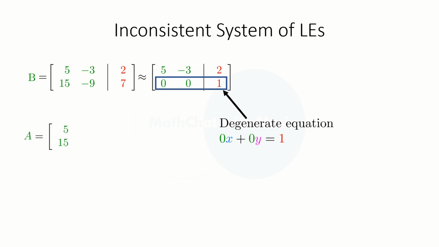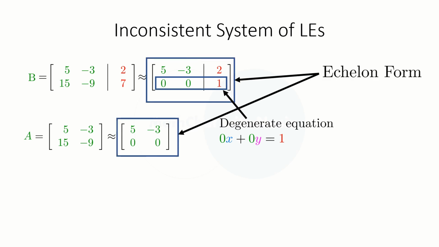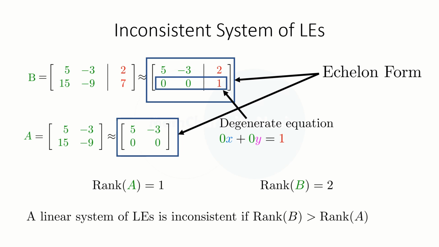A is the coefficient matrix of the same system of linear equations and has the echelon form. Now compare the echelon forms of both matrices. The rank of A is equal to 1 and the rank of B is equal to 2. Here is the rule to check if a system of linear equations is inconsistent. If the rank of the augmented matrix B is greater than the rank of the coefficient matrix A, then the associated system of linear equations is inconsistent. If both ranks are equal, then the equations are consistent.